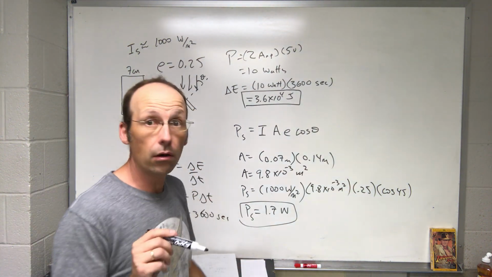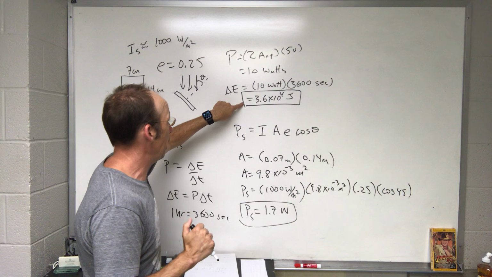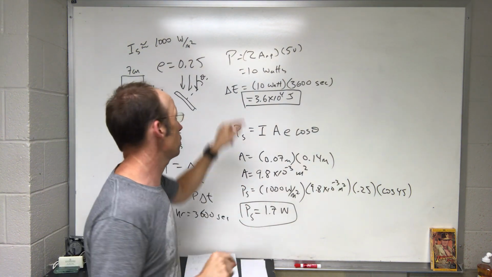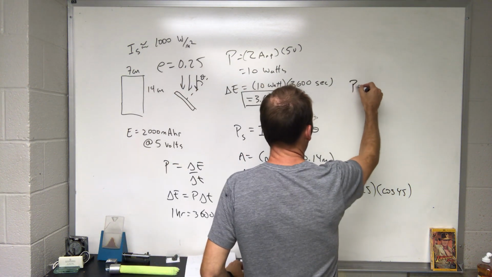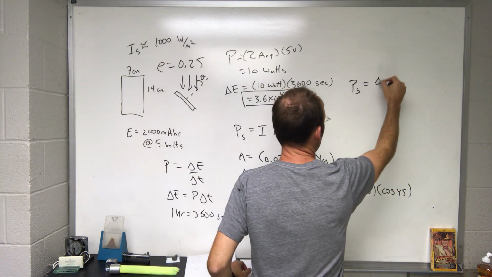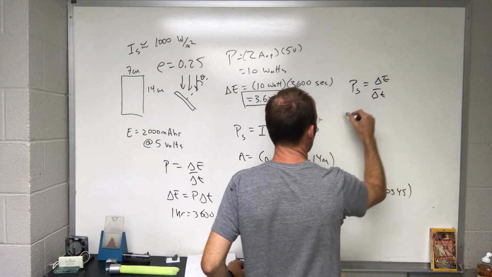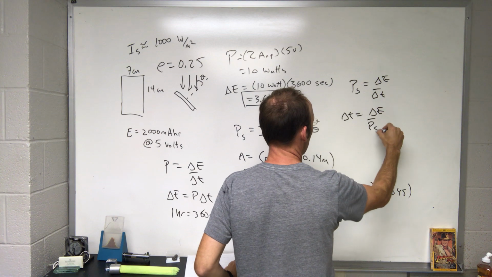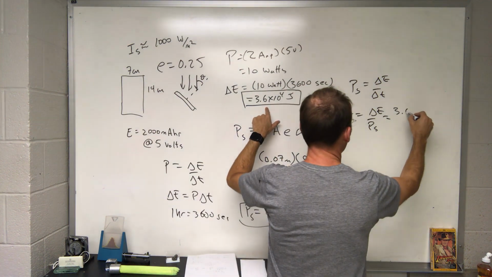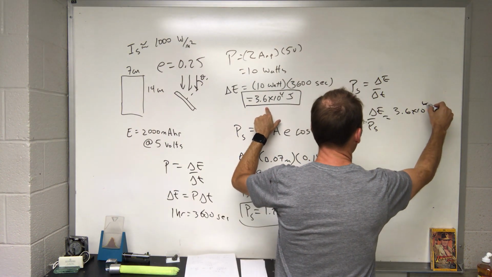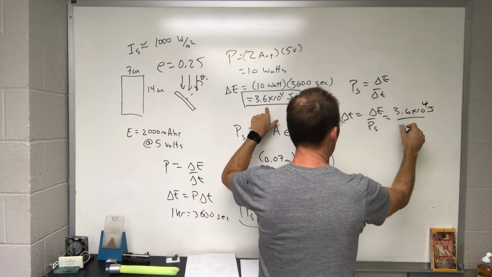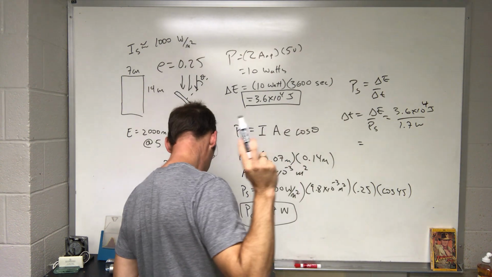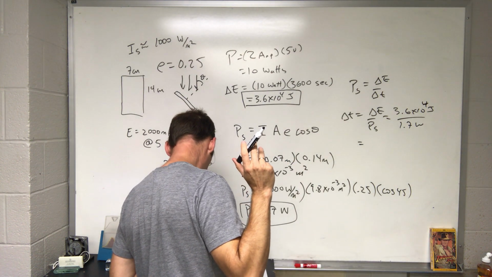So that's my power. Now let's do the following. So here's my battery, my energy. There's my power. Let's find out how long it would take to charge that amount. So I can say power from the sun is the change in energy over the change in time. The change in time is going to be equal to the change in energy over the power. And so now I have 3.6 times 10 to the 4th joules divided by the power of 1.7 watts. And I get a time of, did it already, wrote it down.